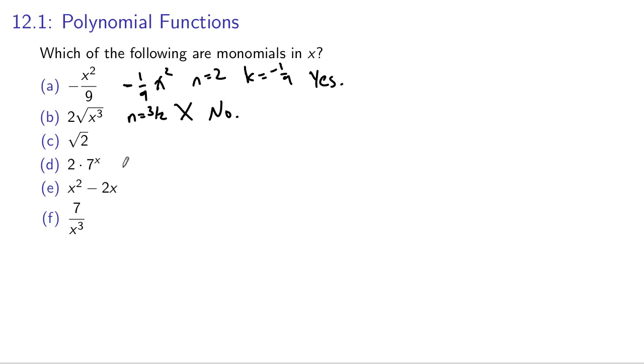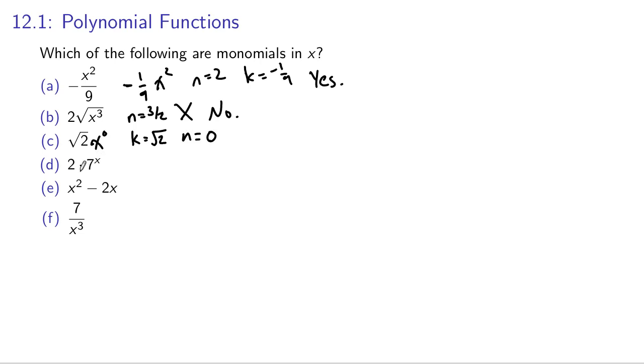The square root of 2. Well, here we could think of it being square root of 2 times x to the 0, since x to the 0 is 1. So our k would be the square root of 2. It's fine for the constant to have a square root in it. It's just not a square root over the variable. And our n here would be 0.